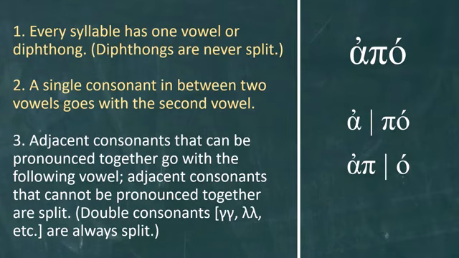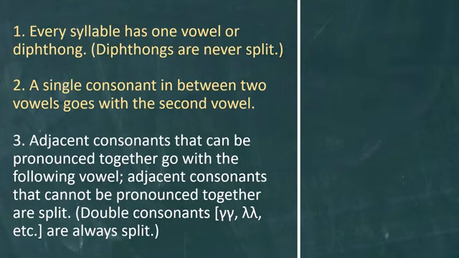A single consonant in between 2 vowels goes with the second vowel. In apa, we have the single consonant p surrounded by 2 vowels. The second rule states that this consonant must go with the second vowel, that is, with omicron. Thus we can eliminate the second of our 2 options, and we are left with the correct answer, apa.